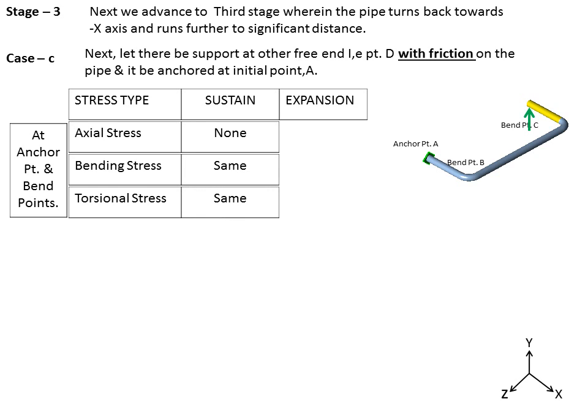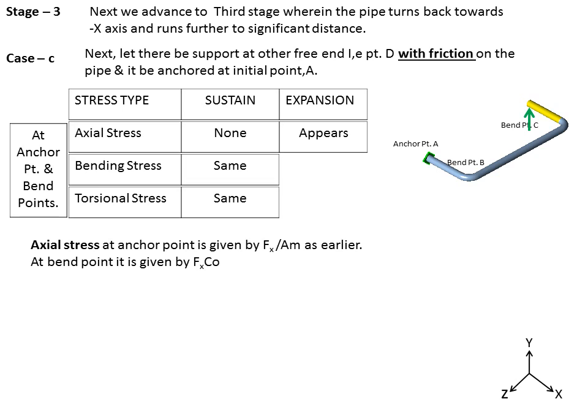However, we will have a difference in the expansion condition because now friction is coming into play, and this friction will restrict the thermal movement, so we will have expansion stresses produced in this configuration. So axial stress appears. Axial stress at the anchor point is given by Fx divided by Am as earlier, where Am is the mean cross-section area of the pipe and Fx is the axial force.